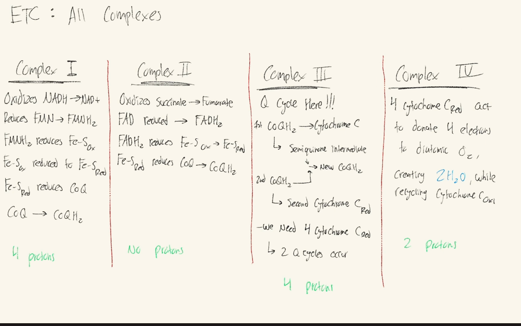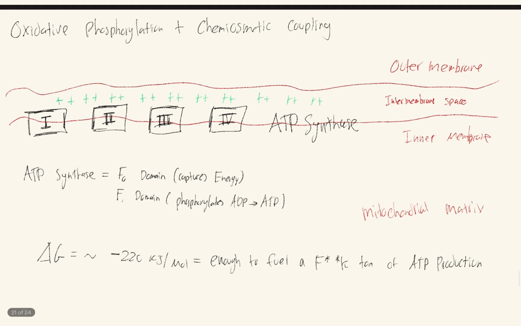Complex 4 is the complex that allows the final electron acceptor, diatomic oxygen, to accept 4 electrons to create 2 water molecules while simultaneously recycling cytochrome C back to its oxidized state. This complex results in the pumping of only 2 protons. Once again, though, notice that we are pumping tons of protons into the intermembrane space to create a gradient. And you may be asking what that gradient does. And so with that, we're going to talk about it right now.